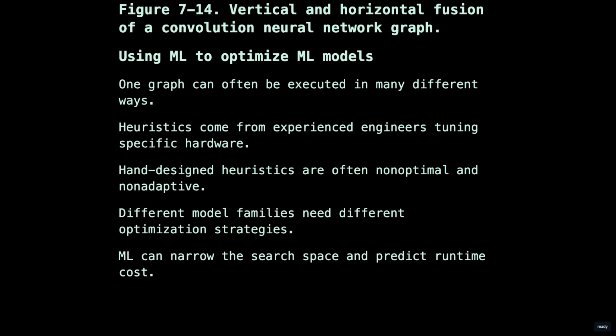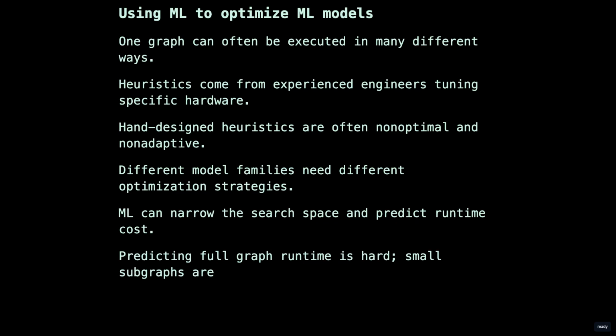Trying every path would explode combinatorially, so the search has to be narrowed. ML helps by estimating which paths are worth testing and by predicting runtime without fully executing every option. Full graph timing depends on too many interacting assumptions. It is much more practical to model smaller pieces where the compiler can make cleaner estimates and learn more reliable patterns.